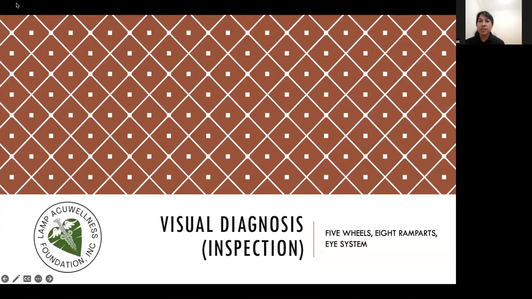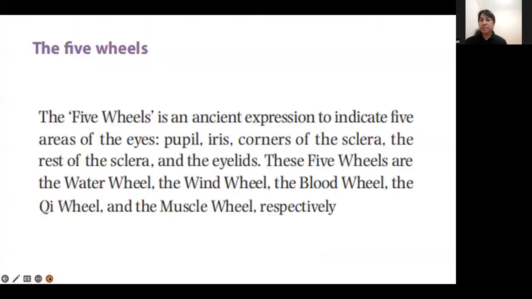Good day, everyone. Let's continue in visual diagnosis. Let's talk about the 5 wheels and 8 ramparts, the eye system. The 5 wheels is an ancient expression to indicate 5 areas of the eyes: pupil, iris, corners of the sclera, the rest of the sclera, and the eyelids. These 5 wheels are the water wheel and the wind wheel, the blood wheel and the chi wheel, and the muscle wheel, respectively.